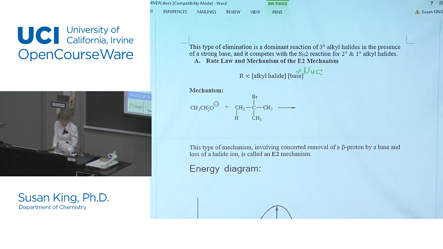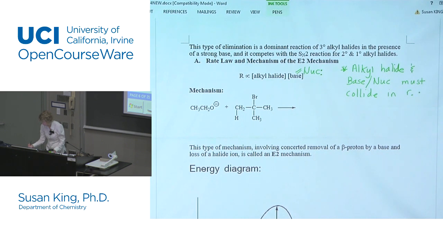And so what that means is that both the alkyl halide and the nucleophile slash base have to collide in the rate determining step. So that means that the alkyl halide and the base slash nucleophile must collide in the rate determining step. So I write RDS for rate determining step. That's the step that determines the rate for a reaction.